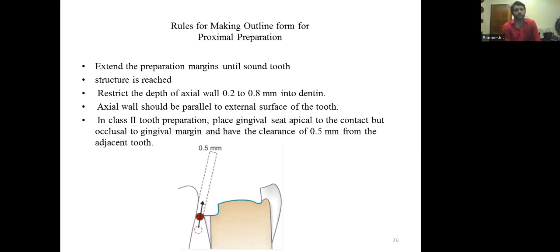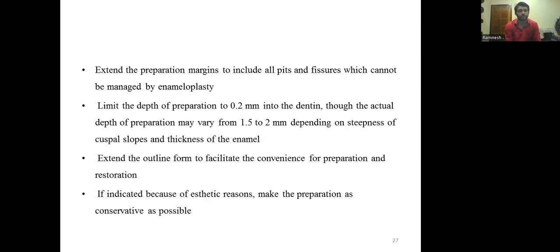Rules for making outline form: extend the preparation margin until the sound tooth structure is reached. Restrict the depth of the axial wall to 0.2 to 0.8 mm into dentin. The axial wall should be parallel to the external surface of the tooth. In class 2 preparation, place the gingival seat apical to contact but occlusal to the gingival margin and have a clearance of 0.5 mm from the adjacent tooth.